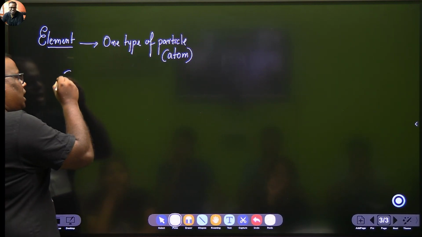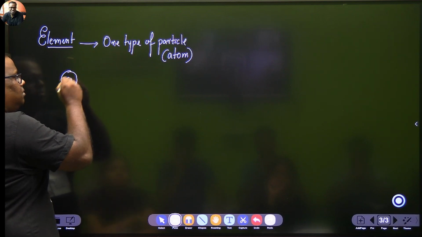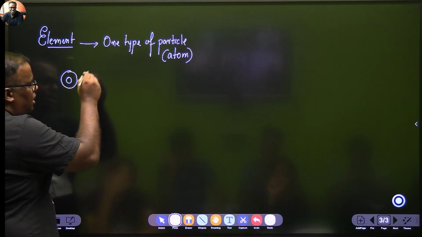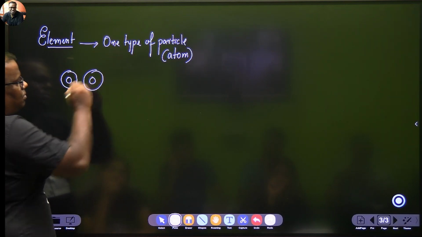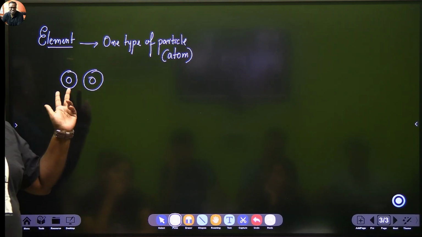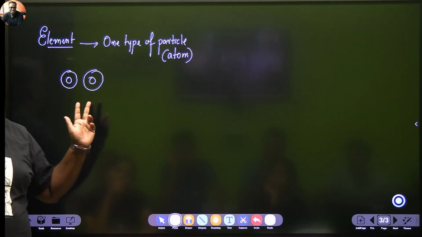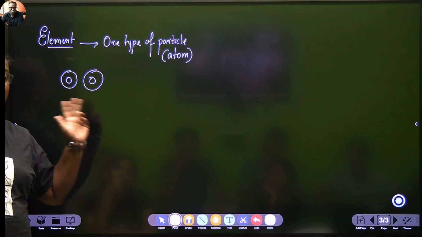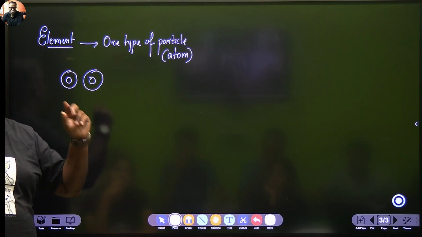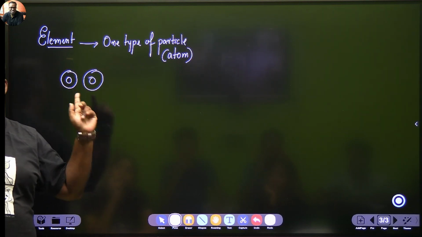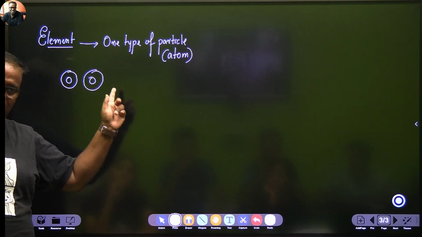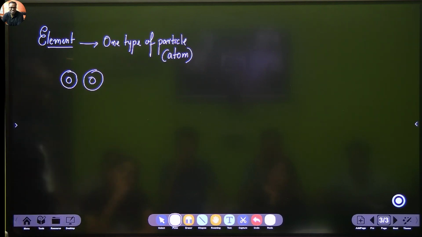Let me take an oxygen atom and let me take another oxygen atom. How many types of particles are you seeing? One type of particle. Count of particles is 2, but it is one type of particle. भिंडी भिंडी है ना, एक ही type.